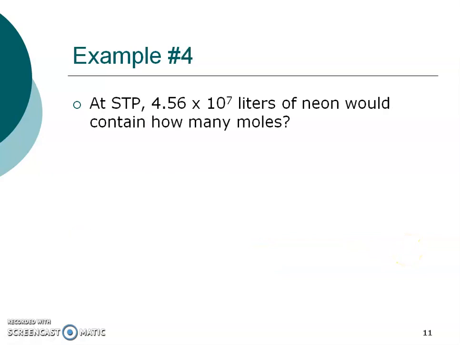All right, example number 4. At STP, we have this many liters of neon, and neon's a gas, would contain how many moles? So again, our question mark goes with moles. That's what I want as an answer. Here's my number and my unit of liters. So that's going to be my starting point. All right, let's set up the problem, starting with our number and unit that they gave us times a line. Liters goes on the bottom because I need to cancel out that unit. Moles goes on top. Ding, ding, ding.